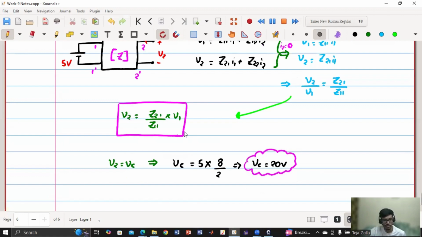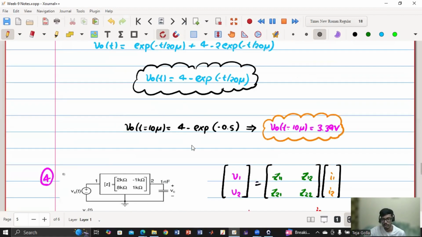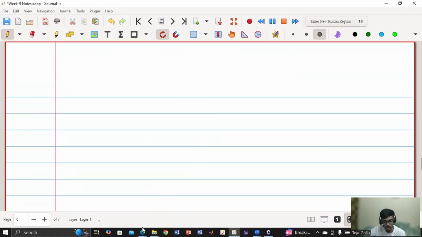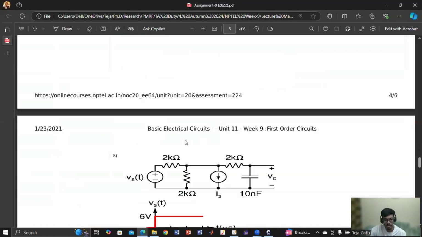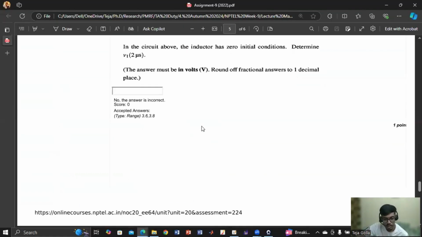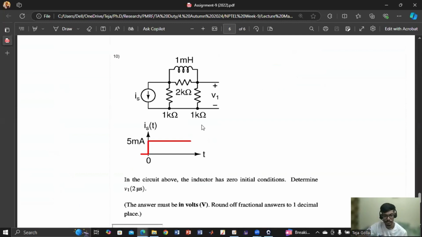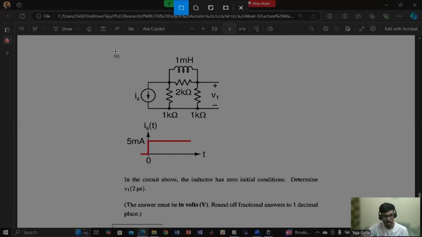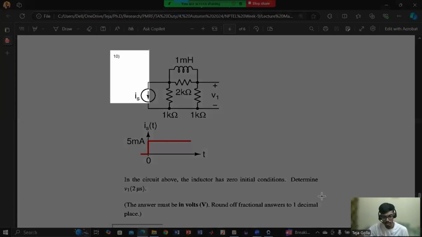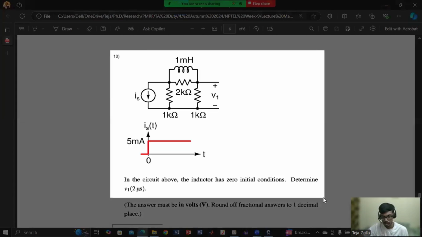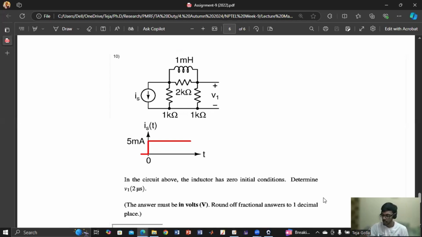Till now, I think we have discussed four problems. We are going to discuss one more problem. Any queries? No, no. So we'll solve one simple problem with the inductor. Determine the V1 at 2 microsecond. Any idea how to solve this problem?